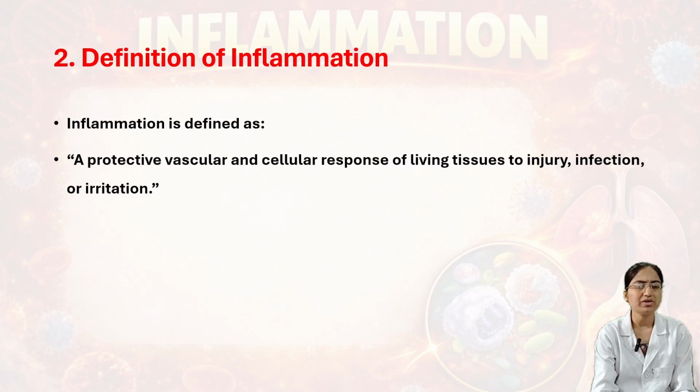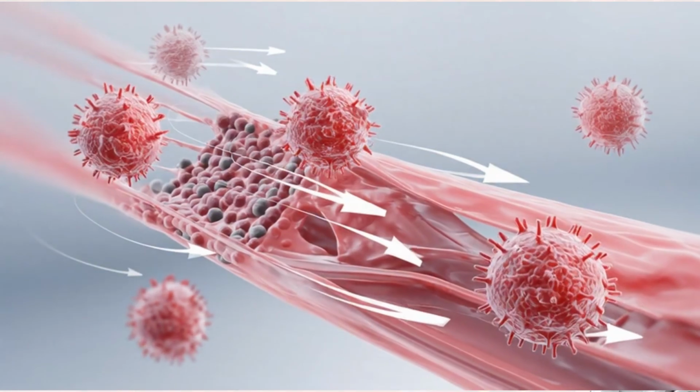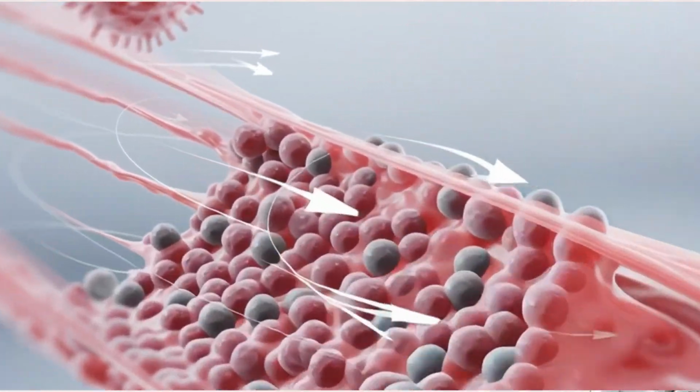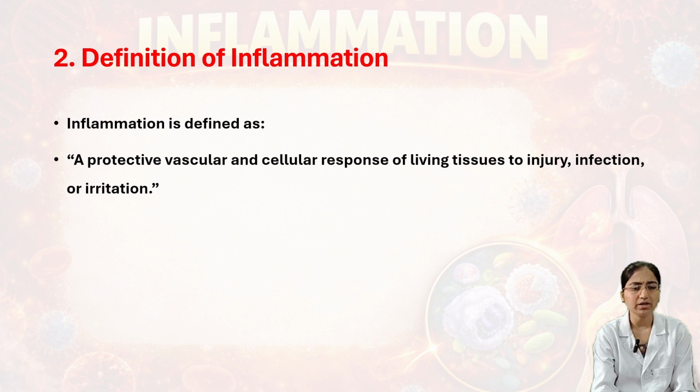So we'll move to the definition. We'll see the proper definition of inflammation here. Inflammation is defined as a protective vascular and cellular response of living tissues to injury, infection, or even irritation. Here it is a protection. It gives protection for vessels and also for the cells that respond in living tissues.